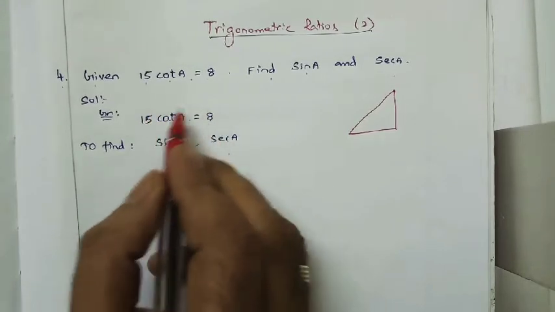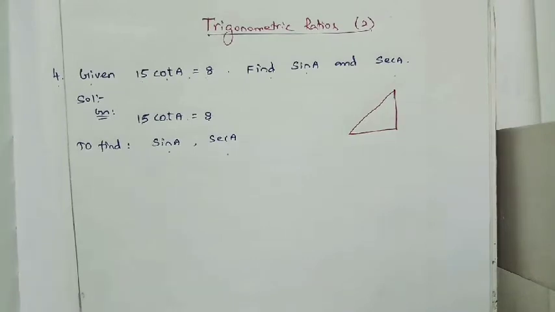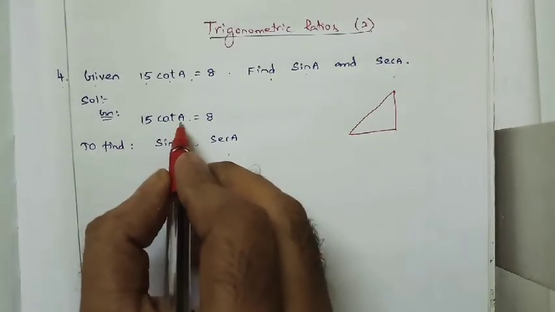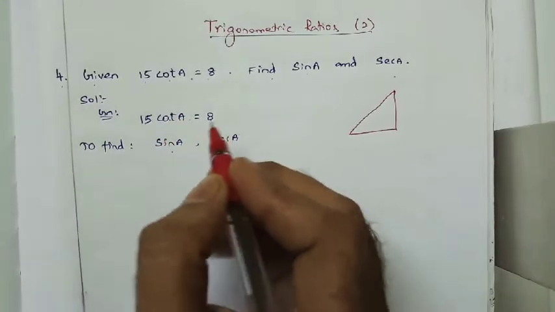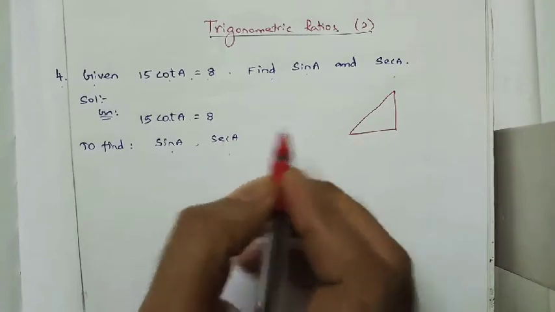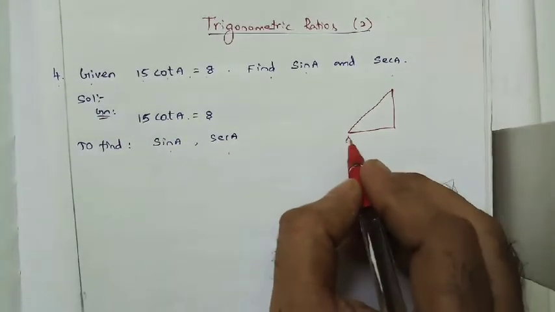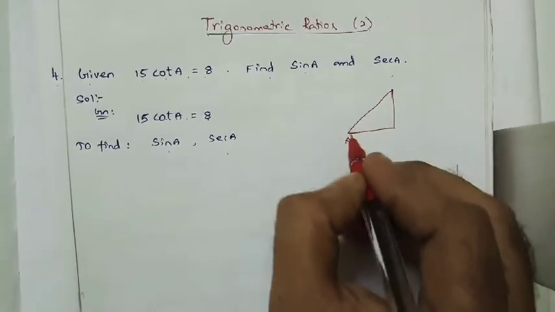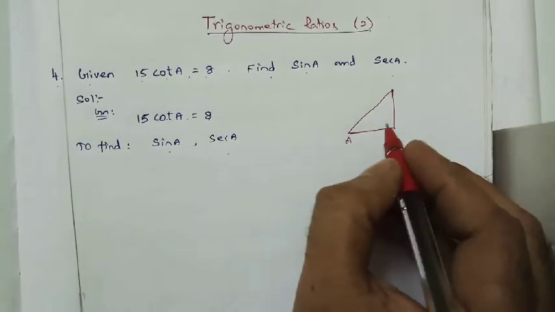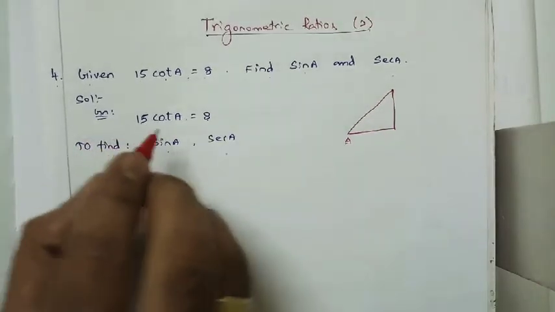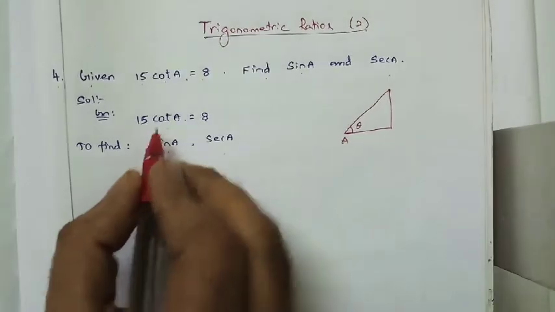By seeing this given, we come to the conclusion that they have taken theta as A. That means except A, the remaining B and C, whichever it may be, will have the right angle. A won't be a right angle. You can write A, B, C however you like, but except A, A is an acute angle. Here they have taken A as theta.